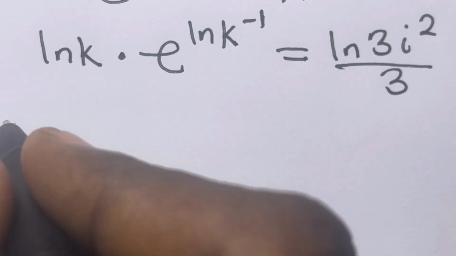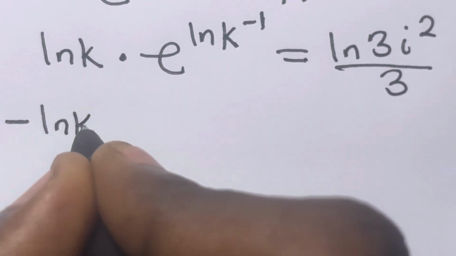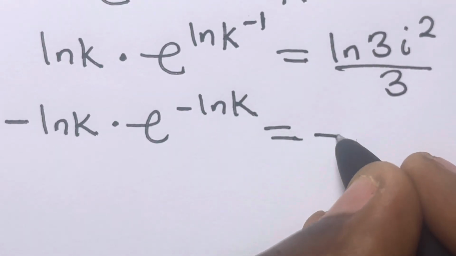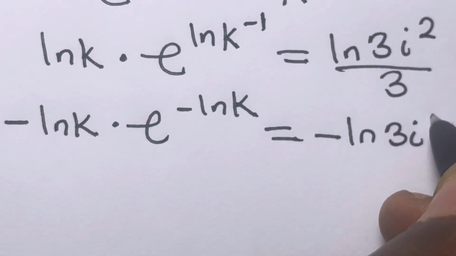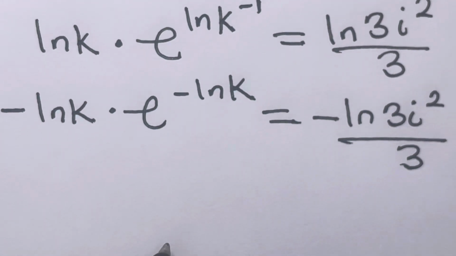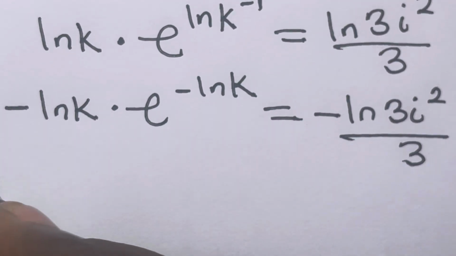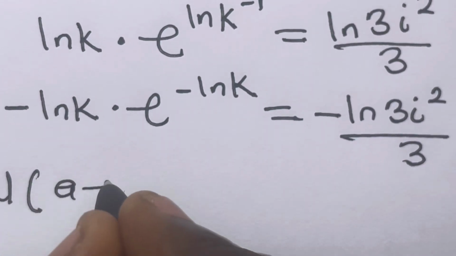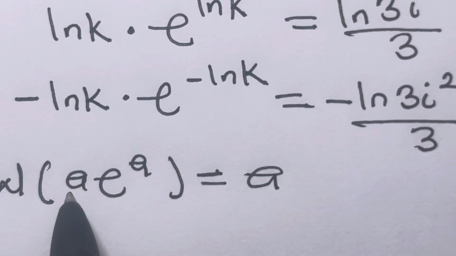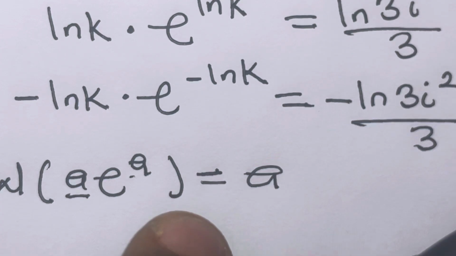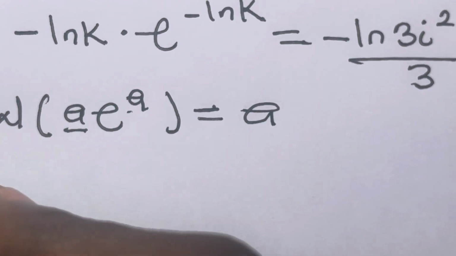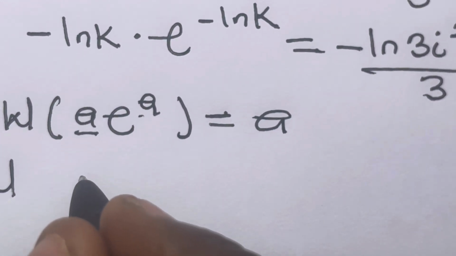If we do, we are going to have minus ln k times exponential minus ln k equals minus ln 3i squared divided by 3. So here we introduce the Lambert function to both sides. But before that, let's note that the Lambert function of a exponential a equals a. What we are going to deduce is this base and this power must be the same.